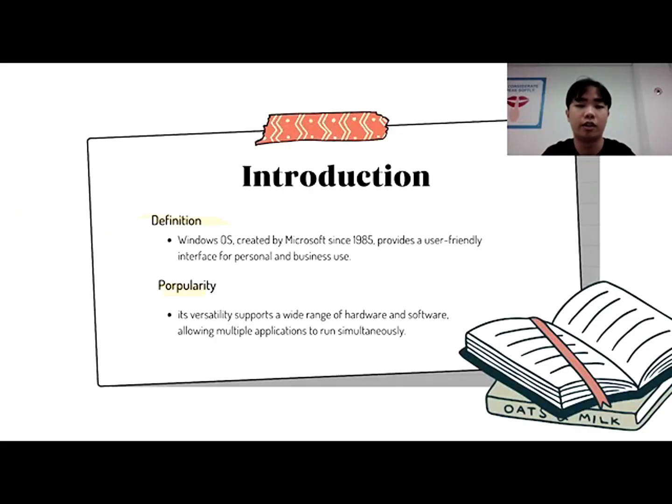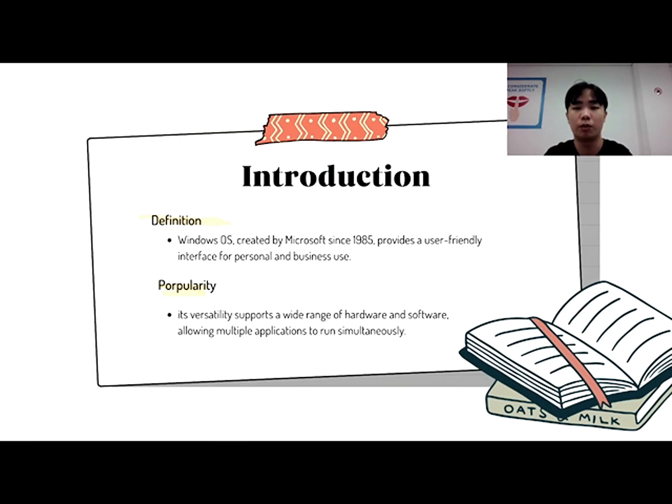There are a lot of operating systems nowadays, such as Windows, Linux, and macOS. Today, we're going to start off with the definition of Windows. Who created Windows? When was it created? And what is Windows? Windows was created by Microsoft Corporation in 1985. It provides a user-friendly interface for personal and business use.